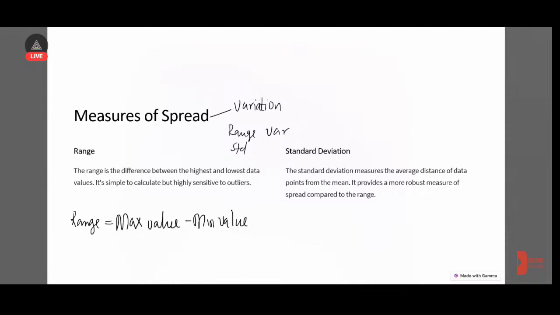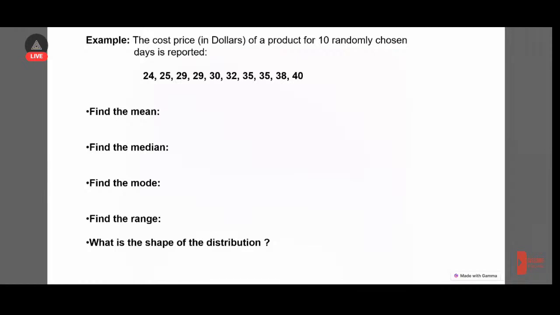And also we have the standard deviation. In our next video, I'm going to give you an example on standard deviation. Easily, this can be done using the TI-83 or 84 calculator. Now we have this example. The cost price of the products for 10 randomly chosen days is reported as given. If you look, the data set is already sorted, which is in ascending order.